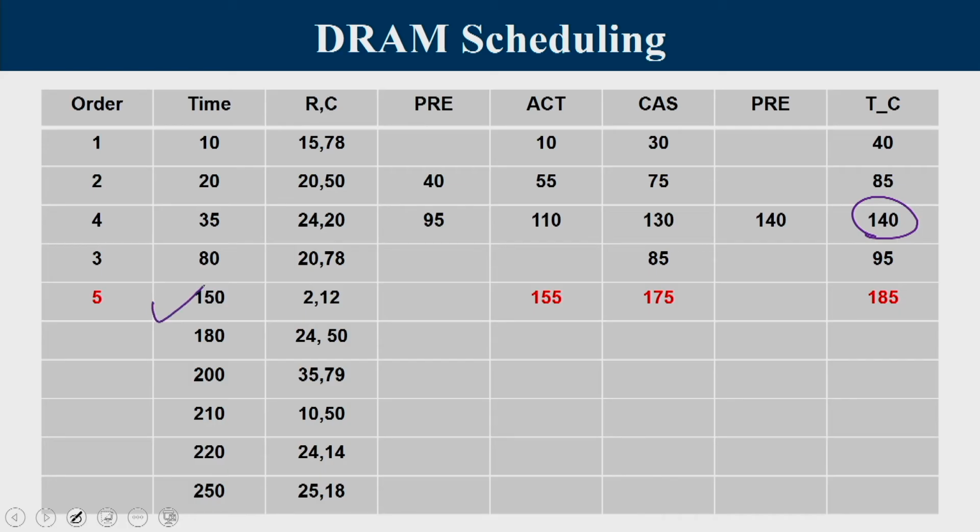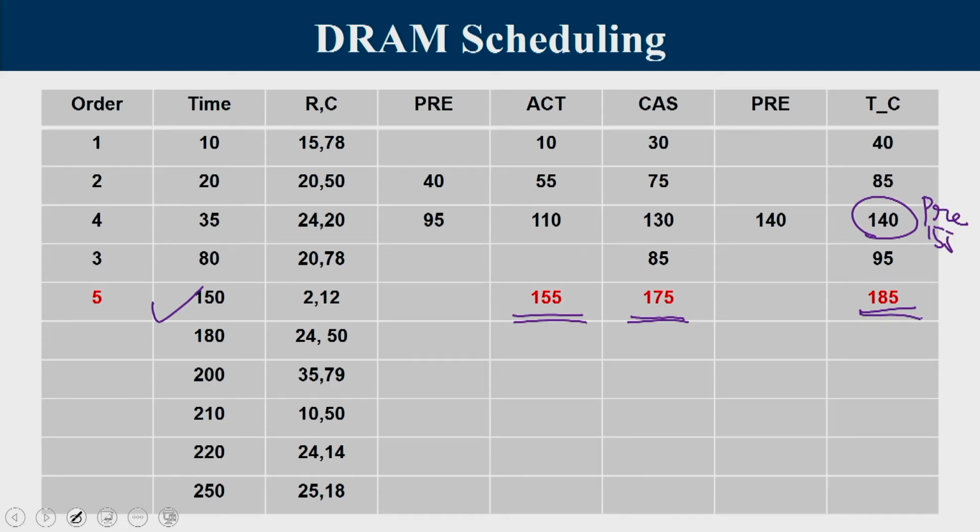So even though we have a request at 150, we can start the activation only at 155, because at 140 we have given a request for a pre-charge because it's a closed row policy, and it will get over at 155. So at 155 ACT is given, 20 cycles, 155 plus 20 is 175, another 10 more for cache. So by 185 the transaction is complete.